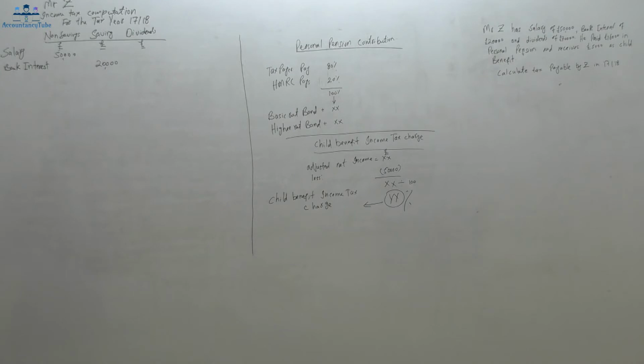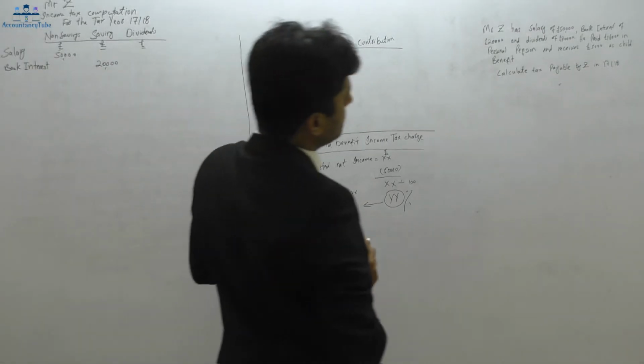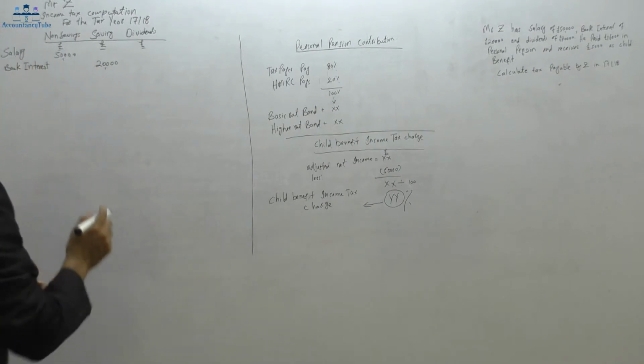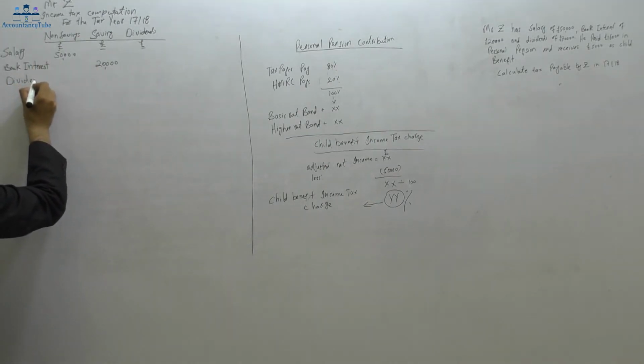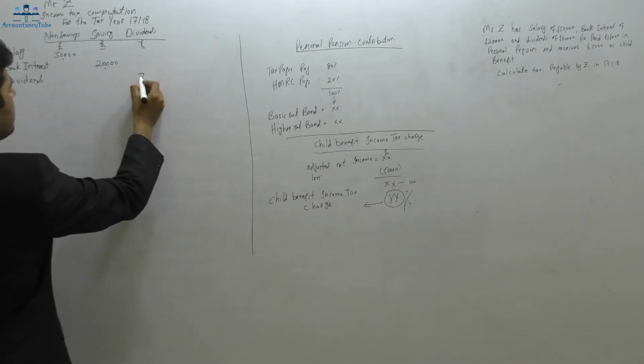Then he paid £16,000 as a personal pension, and receives £5,000 as child benefit. He got dividends of £70,000.